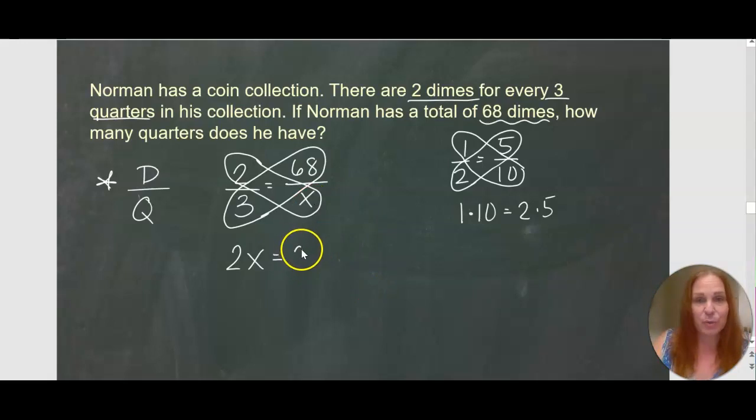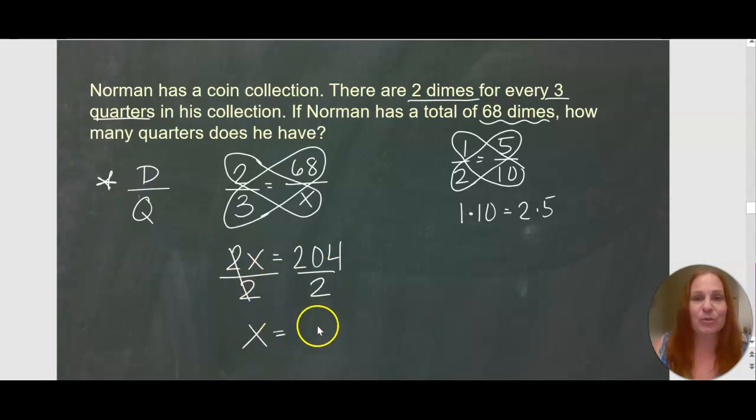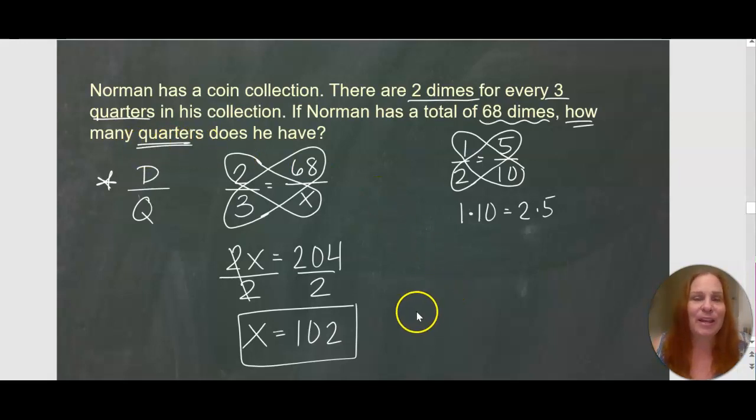That is 204. Now we've got a one-step equation, which we're super familiar with solving. The x is being multiplied by 2, so the inverse of that, divide by 2, and we get that x equals 102. So that means, to answer the question, how many quarters does he have? He has 102 quarters. All right, let's try this with another word problem.